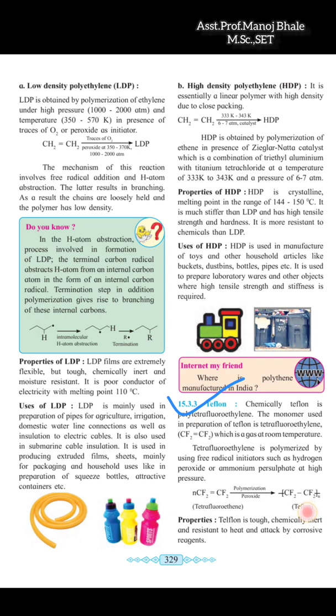This Teflon has another name, that is polytetrafluoroethylene. Poly, n is the number, so that's why we are using it. This is the structure of Teflon, and this is the polymer. We can synthesize it by polymerization in the presence of a peroxide. Now, what are the properties of Teflon? Teflon is tough, chemically inert, resistant to heat, and is not attacked by corrosive reagents. So that is about the properties of Teflon.